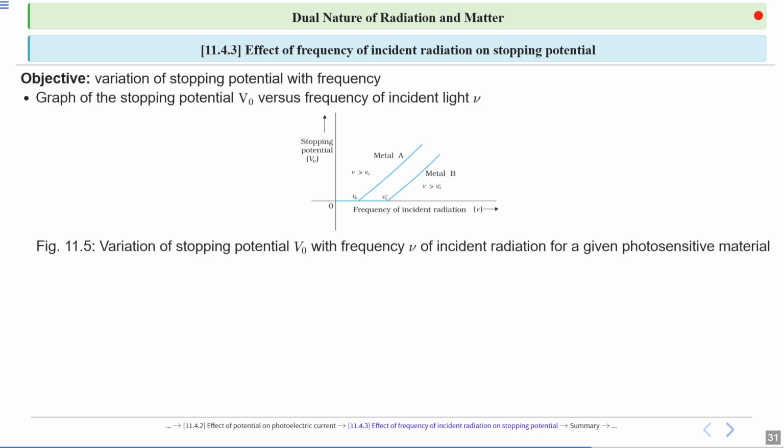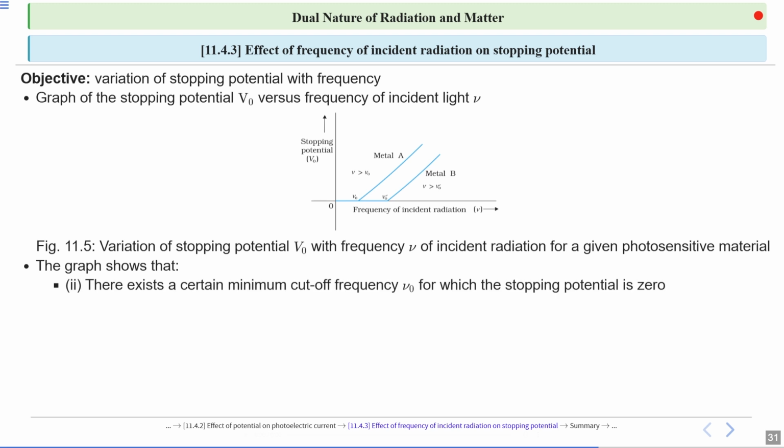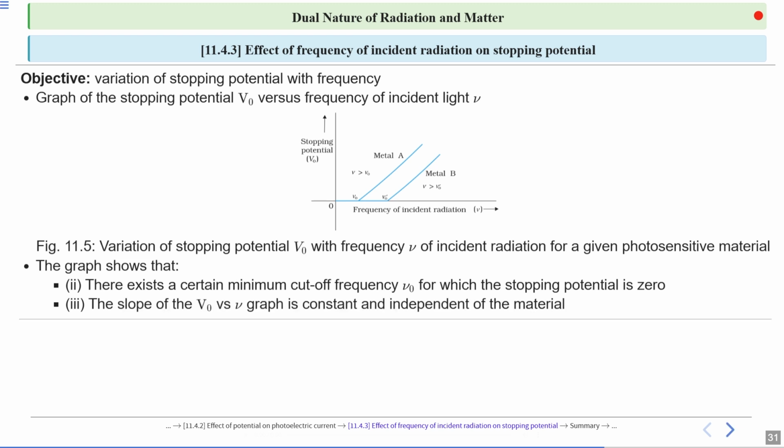A graph of the stopping potential V naught versus frequency of the incident light. The graph shows that there exists a certain minimum cutoff frequency, nu naught, for which the stopping potential is zero. And the slope of the V naught versus nu graph is constant and independent of the material.